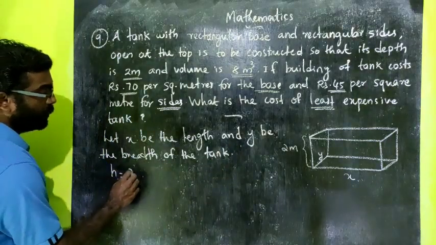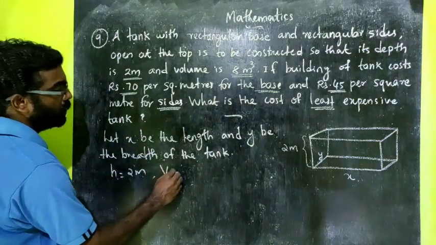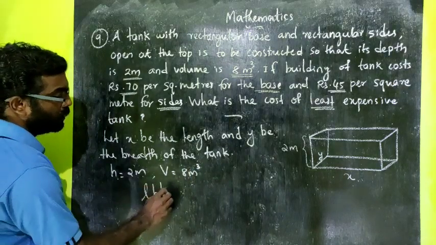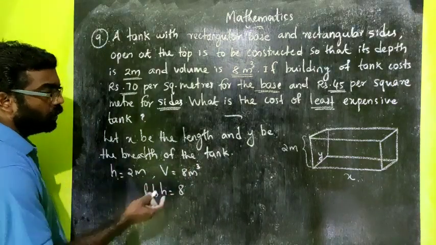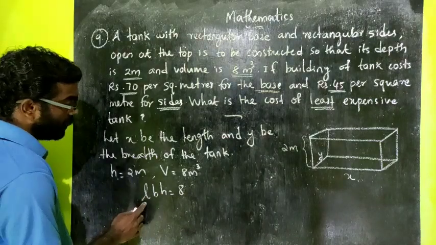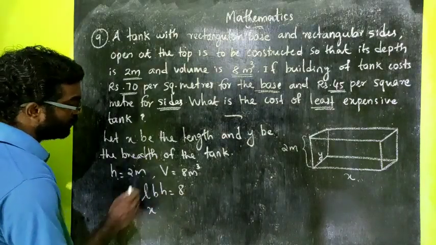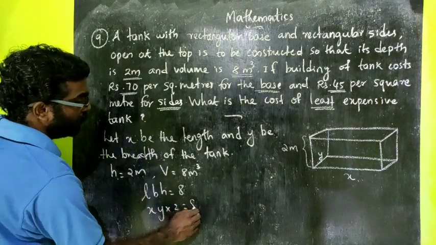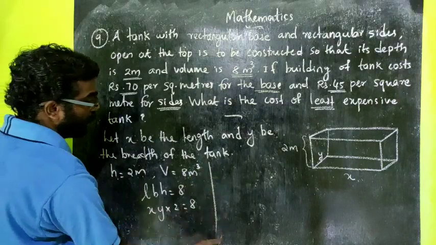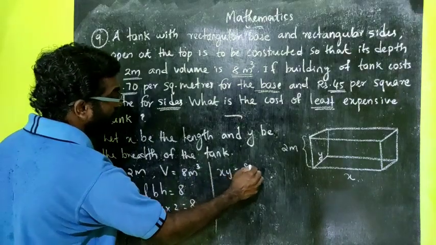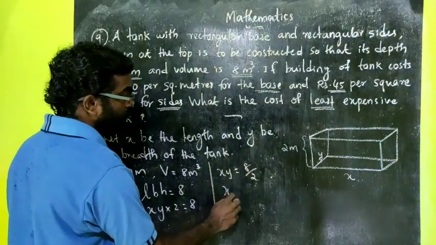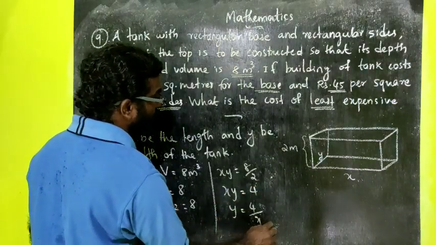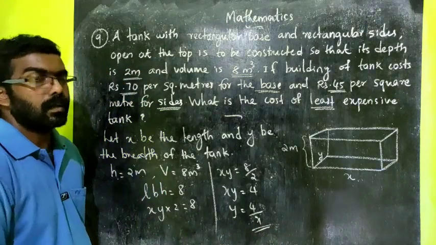Here height is given as 2 meter and volume is given as 8 meter cube. So we can write L·B·H is equal to 8, length into breadth into height, volume. Okay. And length we take it as x, breadth as y, and height is 2, which is equal to 8. Or we can write xy is equal to 8 by 2, xy is equal to 4, or y is equal to 4 by x. Clear?